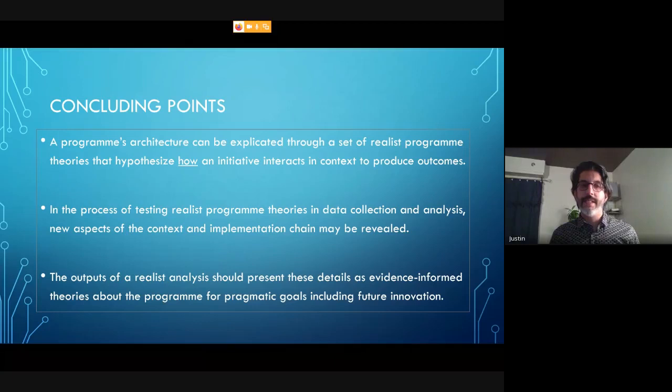The final point is that the outputs of a realist analysis should present these details as evidence-informed theories about the program for pragmatic goals, including future innovation. So for example, in the case of the hand washing intervention, if through your realist evaluation it became clear that there are certain sectors, certain people that are not even eligible for this intervention because they don't have the basic prerequisites in the context, then future iterations of the program should provide such resources for those areas to improve the customization of the policy. Otherwise, we keep starting at square one and we keep seeing interventions fail over and over and over. And the question is, when will we ever learn?